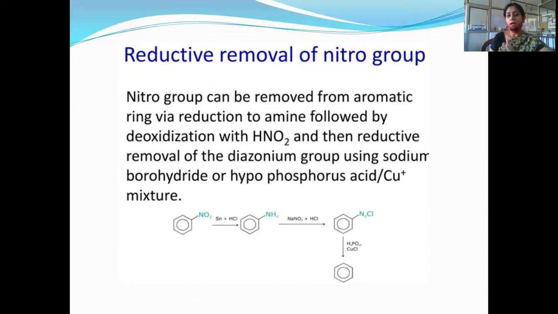So what we have to do is first reduce it to the amine, then convert it to the diazonium salt using HNO2, that is the NaNO2/HCl mixture. And then we have to remove this diazonium salt using NaBH4, sodium borohydride, or a hypophosphorous acid and copper mixture.